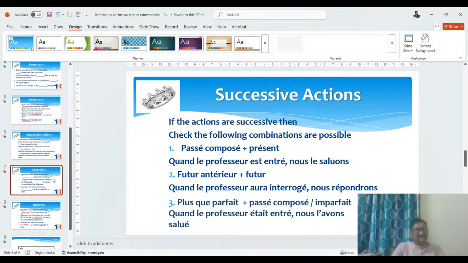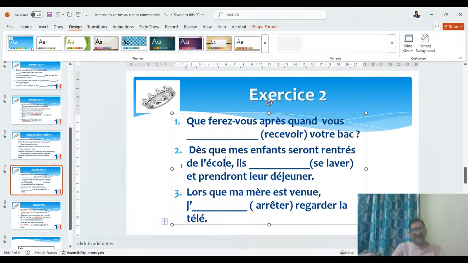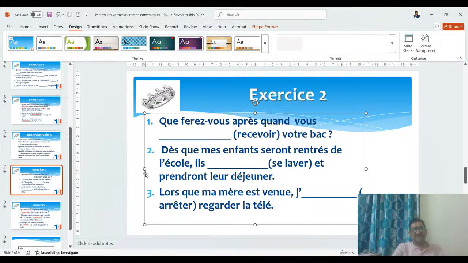Let's look at a list of examples. Three examples we look at. Que ferez-vous après? What will you do after, when you will have received your bac? So you should have received your bac, then only you will do something. So it will be aurez reçu. That is future anterior. Dès que mes enfants seront rentrés, seront rentrés is future anterior. So the second verb will be just future.